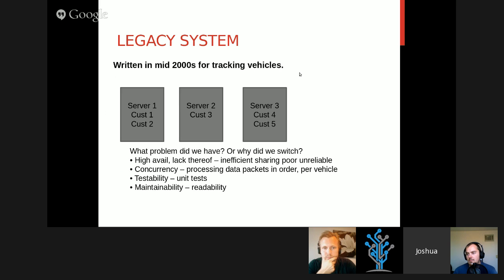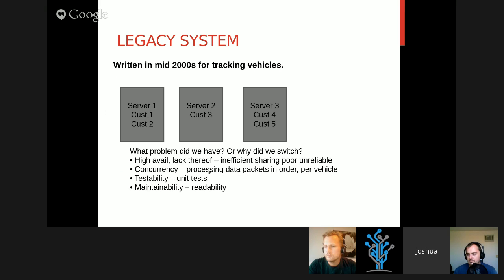We had some problems. High availability, there was none. Basically what we had is our Windows services running on different machines, and we'd have a customer per server. So you could think about the city of LA, their buses would all be on one server. And if that server goes down, the entire system for LA would go down. So that was definitely not desirable.